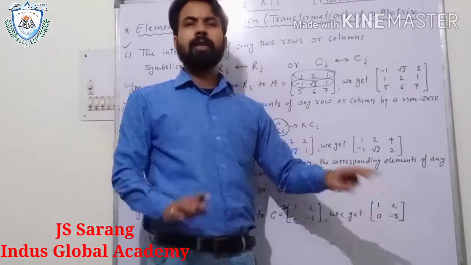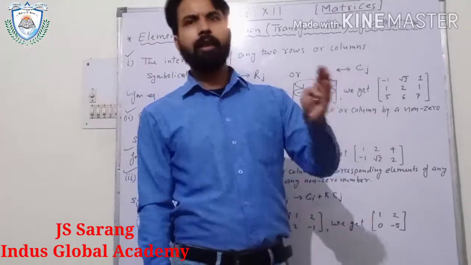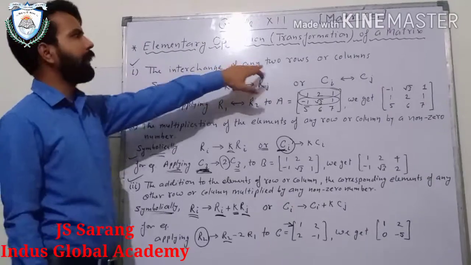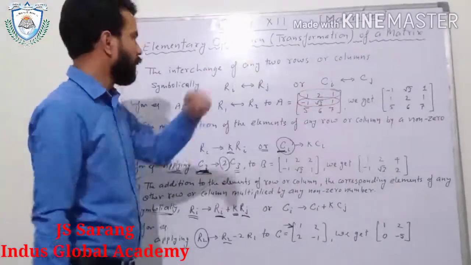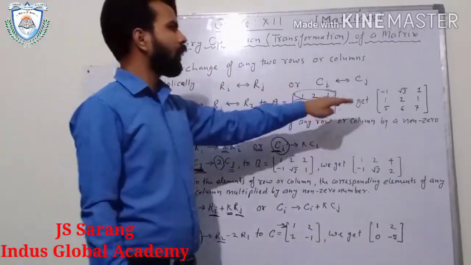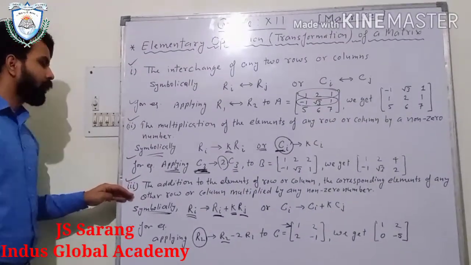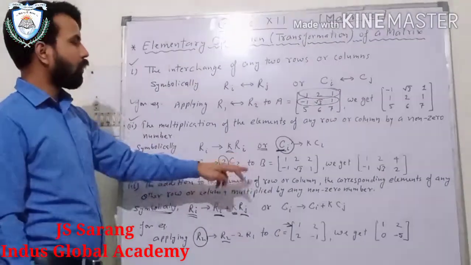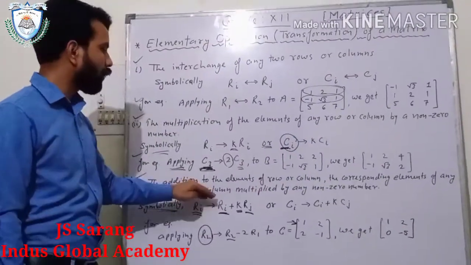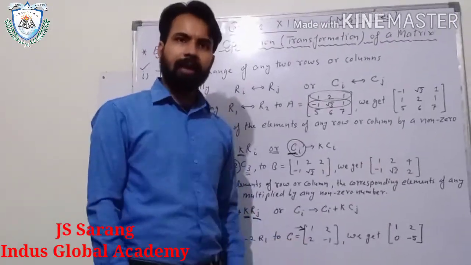Got it? So there are basically 6 operations, 3 for rows and 3 for columns. First operation is the interchanging of any 2 rows or any 2 columns. Second operation is the multiplication of the elements of any row or column by a non-zero number. The third and last operation is the addition to the elements of a row or column of the corresponding elements of any other row or column multiplied by any non-zero number. Hope you are getting this.